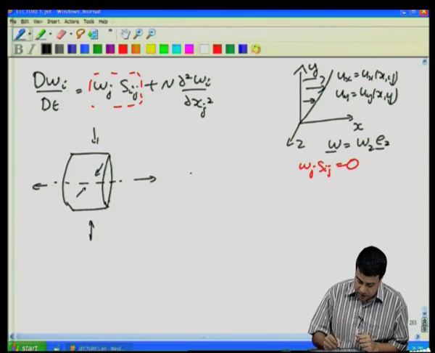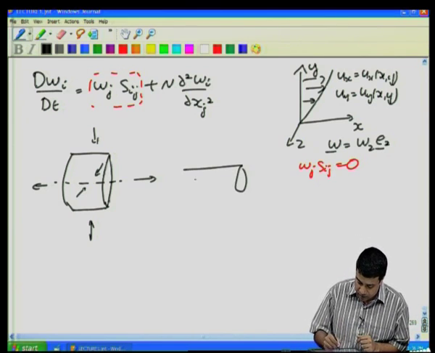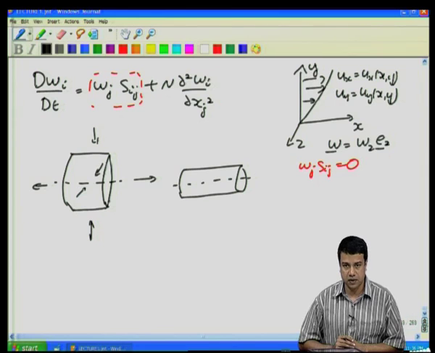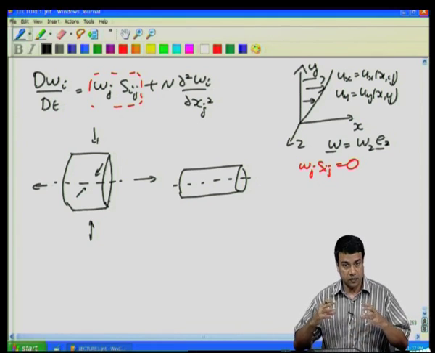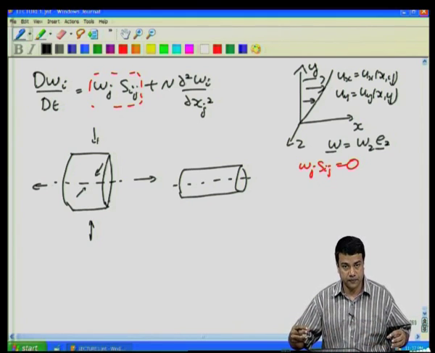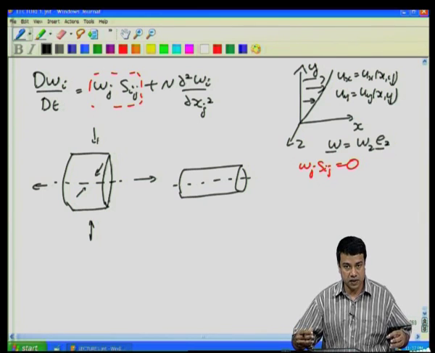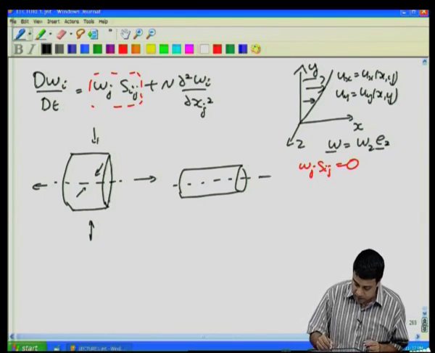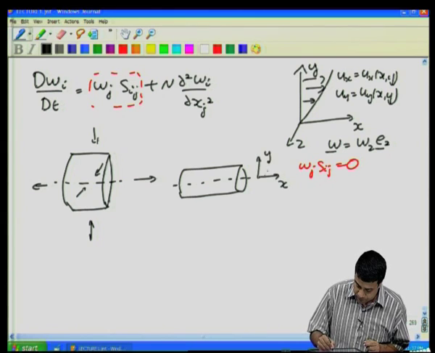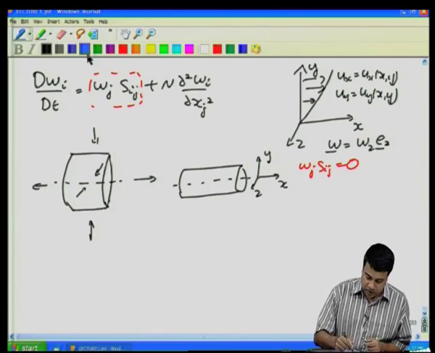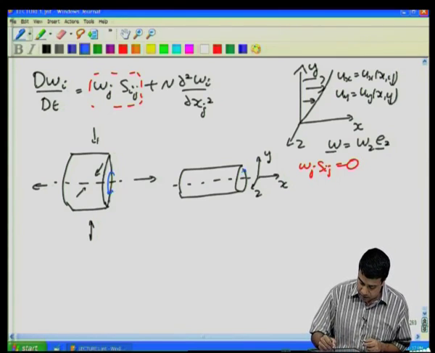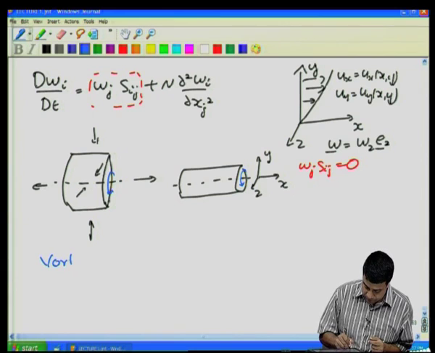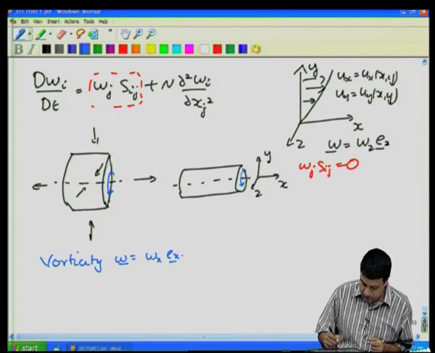So, this stretching will make this volume element greater in length and smaller in diameter. Note that this is a 3 dimensional process, with compression in 2 directions and expansion in the other direction. And let us further assume that the vorticity is along the direction of expansion. So, let us just put an x axis here, and let us further assume that it is circulating in this direction. So that the vorticity omega is equal to omega x Ex.